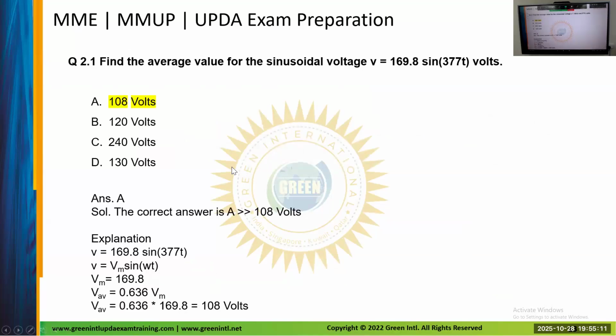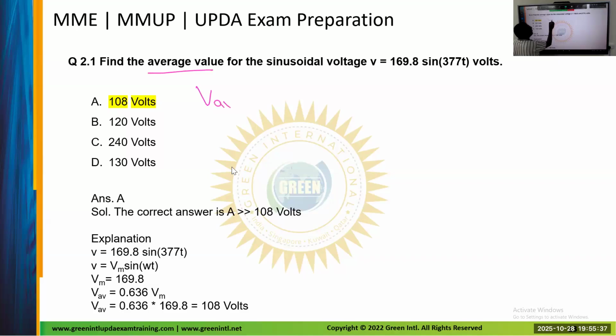So these are some questions related to these formulas. Find the average value for the sinusoidal voltage, small letter v, which is equal to 169.8 sin 377t. So in this question, we need to calculate the average, that is V average, they asked that.